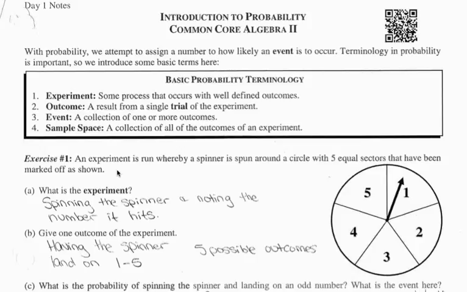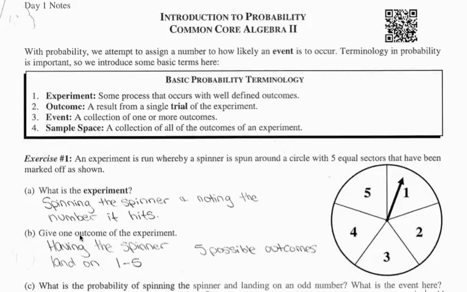So exercise number one. An experiment is run whereby a spinner is spun around a circle with 5 equal sectors that have been marked off as shown. So you see 1 through 5, very common spinner for board games. So what is the experiment? The experiment is simply spinning the spinner and noting the number it hits. Landed on the 1 in this example.